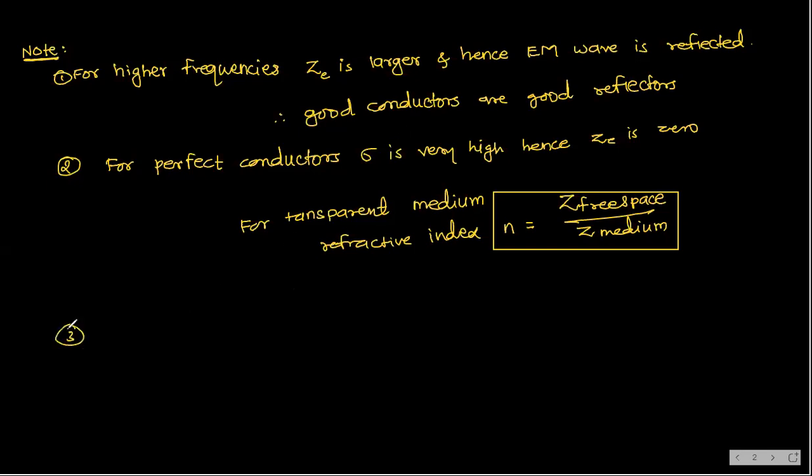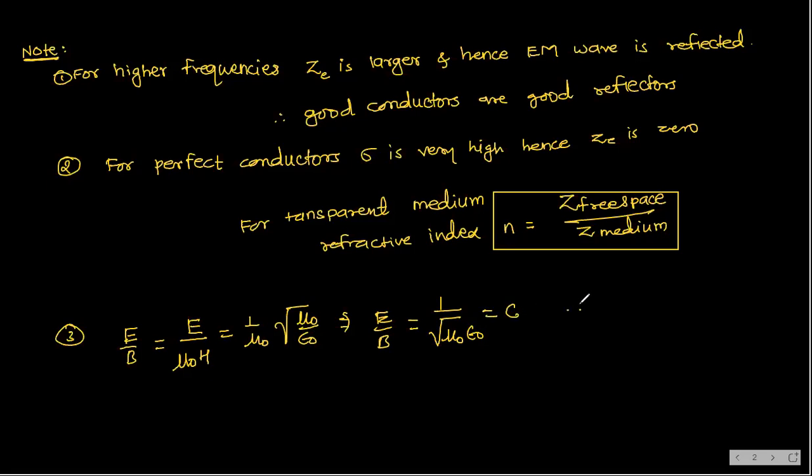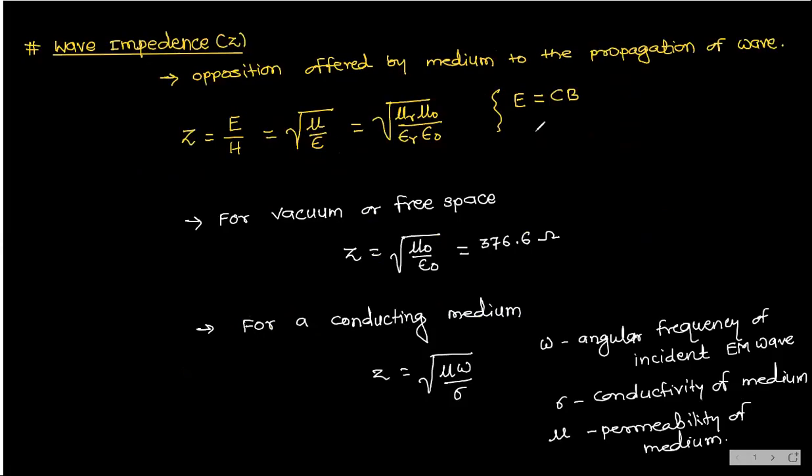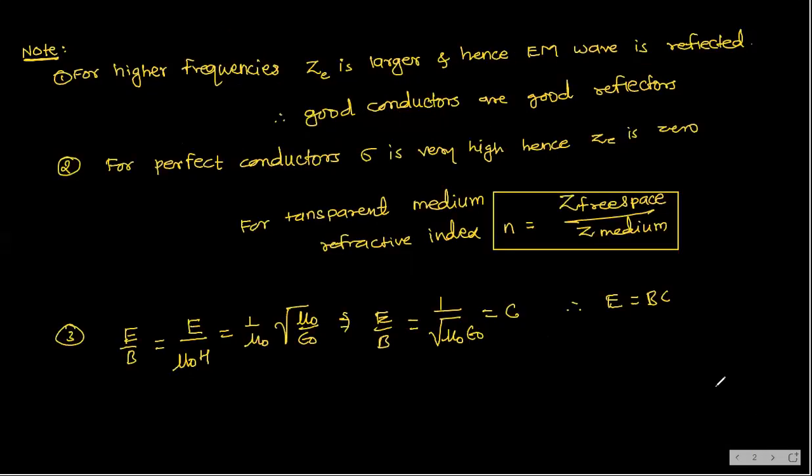Next one, as I have already told you, E by B is equal to E by mu naught H. B by mu naught is equal to H, same only. So B is equal to mu naught H. And that's why 1 by mu naught into mu naught by epsilon naught, that implies E by B is equal to 1 by the square root of mu naught epsilon naught, which is equal to C, and therefore E is equal to B into C, or C is equal to E by B. This we have already learned before. Even here the same thing: E by H we have replaced with the square root of mu by epsilon. This is the reference for that part. Already we know this, just note down.